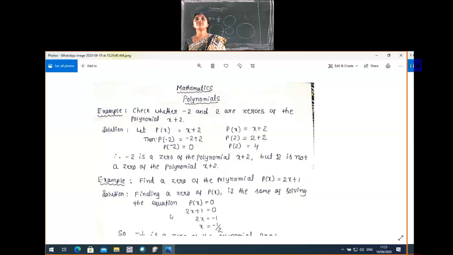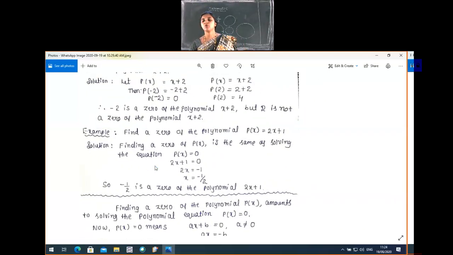Next, we will check one more value, plus 2. We have to check whether plus 2 is a zero of the polynomial or not. Again, write the polynomial in general form: p of x is equal to x plus 2. Then p of plus 2 is equal to 2 plus 2, so p of 2 is equal to 4. From this, we can conclude that plus 2 is not a zero of the polynomial. So, conclusion: minus 2 is a zero of the polynomial, but plus 2 is not a zero of the polynomial x plus 2. Got the idea of this problem now?